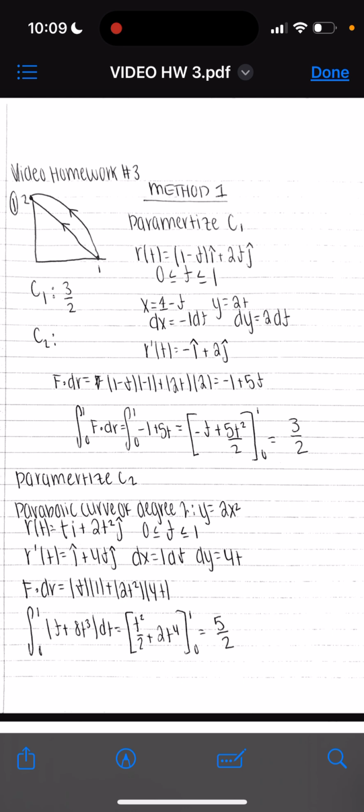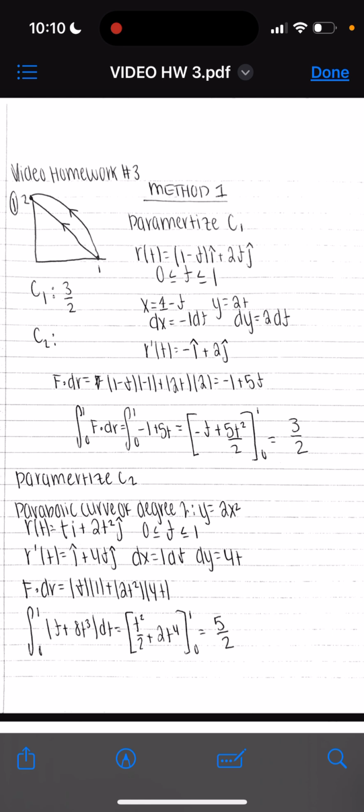We then need to parameterize C2. It's the parabolic curve of degree 2, meaning y equals 2x squared. Got to find r of t. r(t) equals ti plus 2t squared j for t values of 0 to 1. Take the derivative of r. That leaves us with i plus 4tj. Take the derivative of x and the derivative of y, which is 1 and 4 respectively.